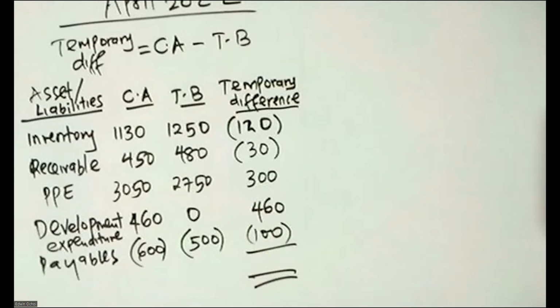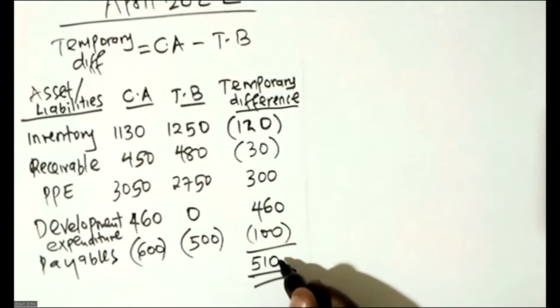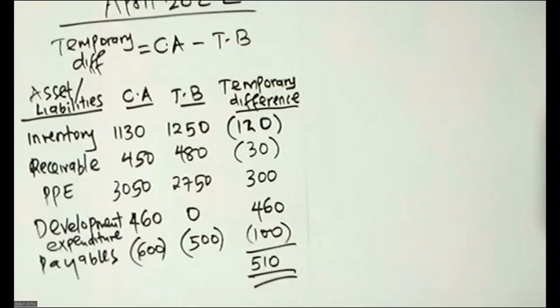So add the temporal differences. So minus 120 plus minus 30 plus 300 plus 460 plus minus 460. That is 510. That is 510.